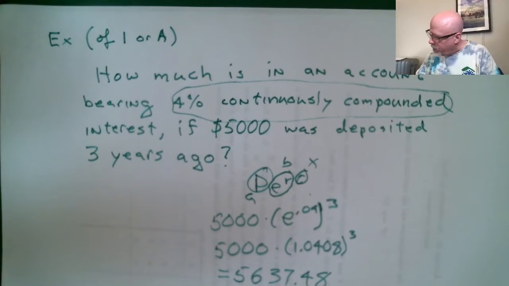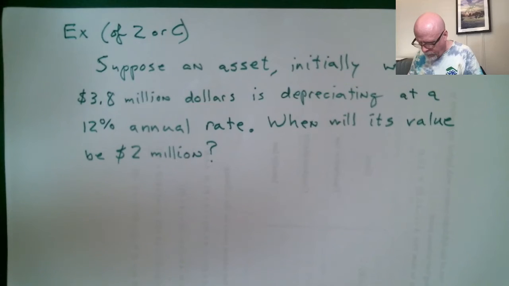What should a type 2 example look like, or what they call strategy C? Well, that's where you're going to know how much you start with and how much you want to end with, but you don't know how long that's going to take. So that's what you're figuring out. How long does it take?